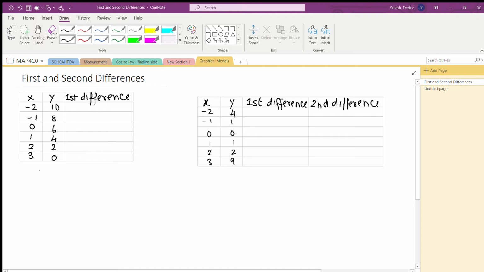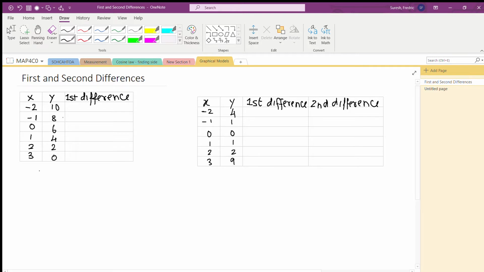Hey guys, this video is for determining if a table of values that is given to you is a linear or a non-linear, or in this case, quadratic function. So the first one, if you look at the first table of values here, you have all the x values and the corresponding y values.